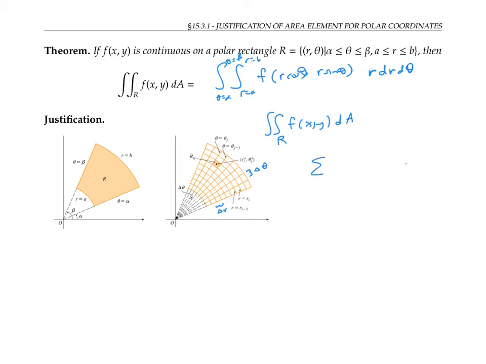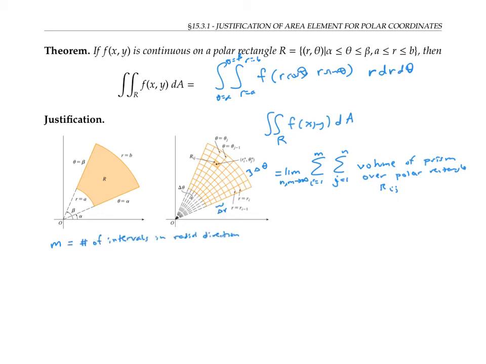When we add up the volumes of all these little prisms, that gives us an approximation to the integral, and the actual integral is found by taking the limit as the number of little polar rectangles that we're dividing up into goes to infinity. In this formula, we're letting m be the number of intervals in the radial direction and n be the number of intervals in the angular direction, and the index i counts each interval in this direction while the index j counts the intervals in this direction.